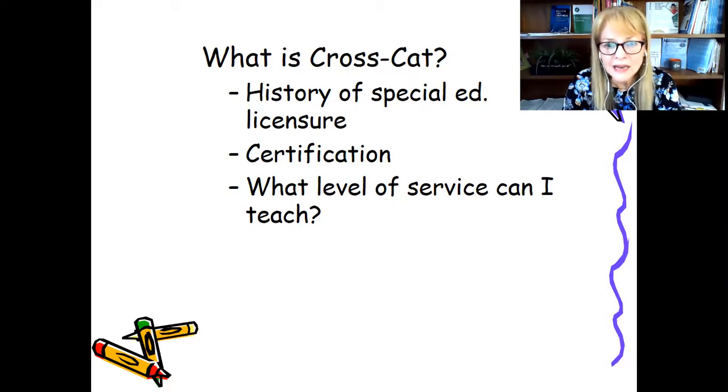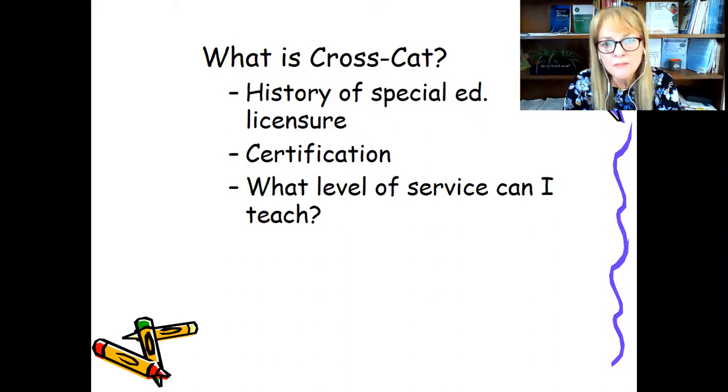It wasn't until 1996 that Missouri State Department of Elementary and Secondary Education began awarding certification for teachers to teach all children with mild to moderate disability. This is what you will be getting from Lindenwood. Now with this certification, you can teach in any cross-categorical setting.